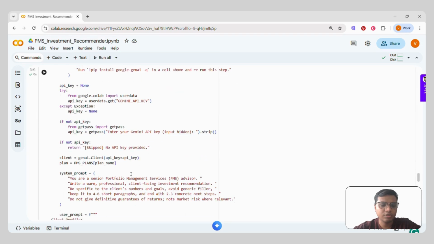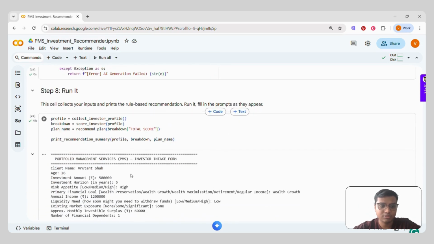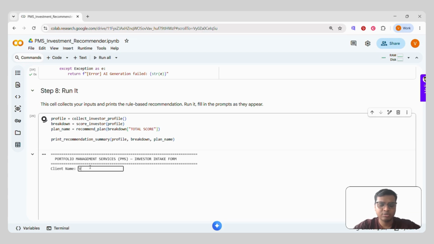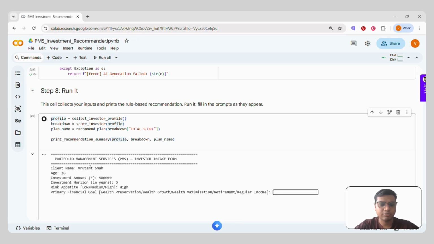Finally, what we're going to do over here is run this entire thing and see how it works. So when I click on run, it first asks me for the client name. I'll just enter my name over here. And this is also something that, instead of your investors filling in, your clients can also fill in. Then you mention the investment amount. Say consider that 5 lakh is the investment amount. I would consider a horizon of 5 years. Say high is the risk appetite, and we mention other things. Now it's asking for the financial goal. So here I say wealth growth is what I'm looking at. Then my current annual income, whatever that is, I can mention that.